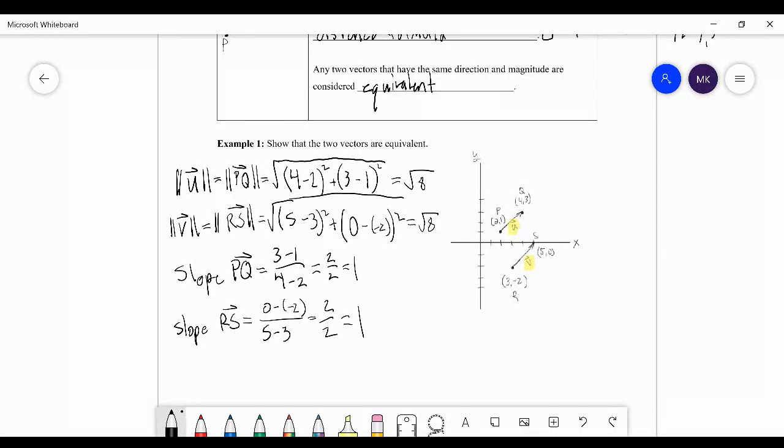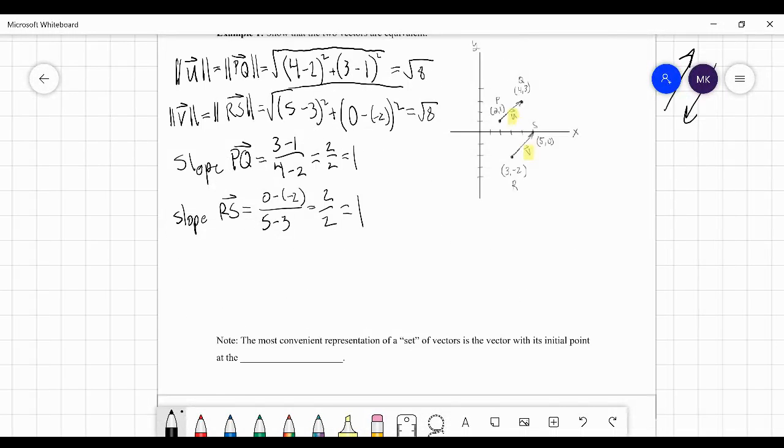Now, what we have to also look at is, do they have the same direction? Because we could have one vector with the exact same slope and magnitude going this way and another going this way. Those would not be equivalent. So they have to have the same magnitude, the same slope in this case tells us kind of the angle, but we also have to have the same direction, right? If we look back to our definition, any two vectors that have the same direction and magnitude are considered equivalent. So the slope essentially tells us the angle, and then we have to look at the arrow on these things to see what the direction is.